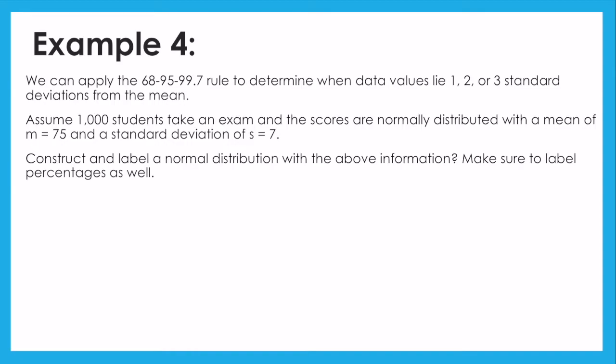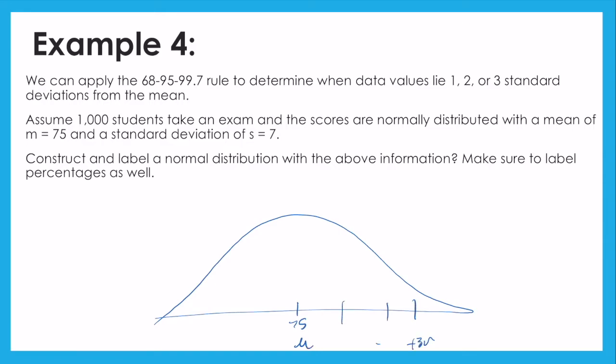So let's make it nice and big. We can label our percentages. So I have a mean 75. I go 1, 2, 3 standard deviations above the mean. I go 1, 2, 3 standard deviations below the mean. My standard deviation, sigma, mu for my mean, is 7. So I add 7. 75 plus 7 is 82. 82 plus 7 is 89. 89 plus 7 is 96.